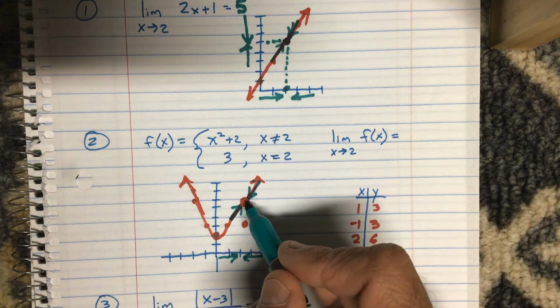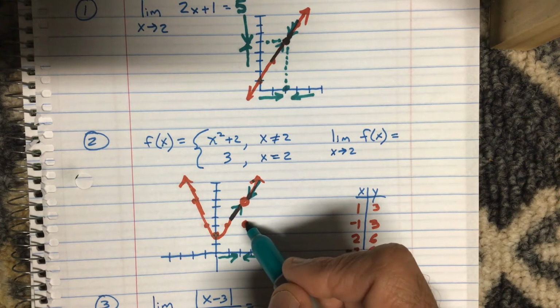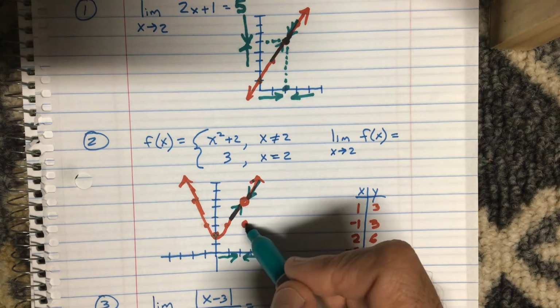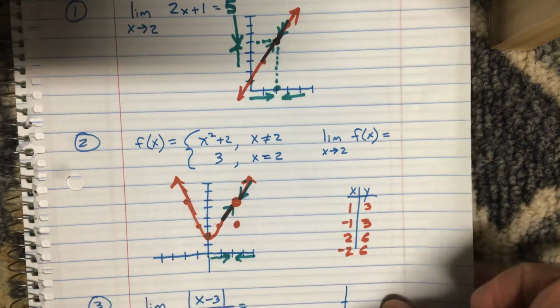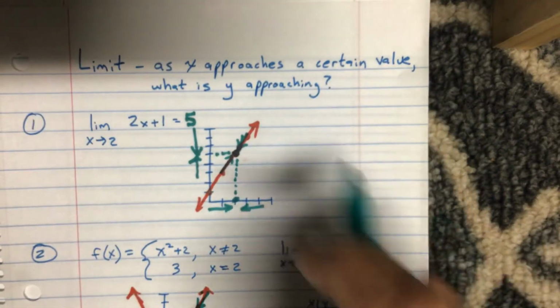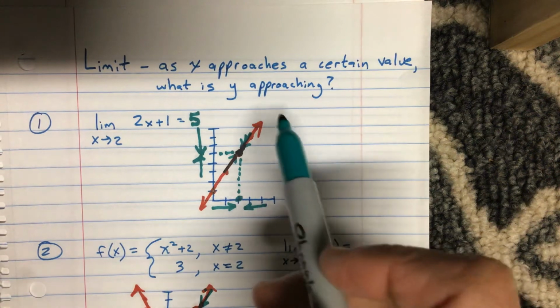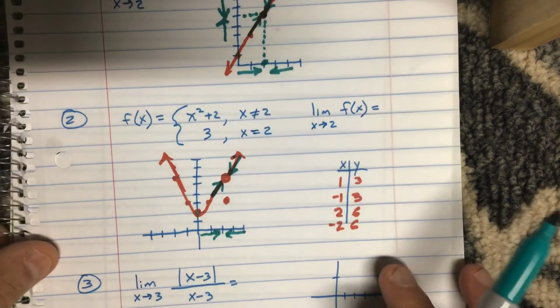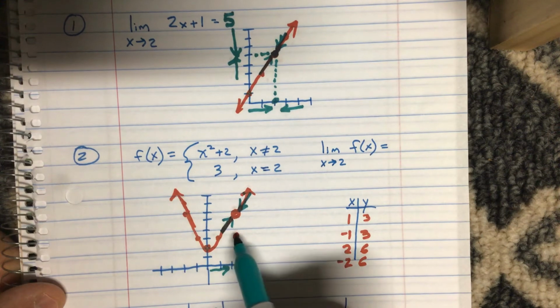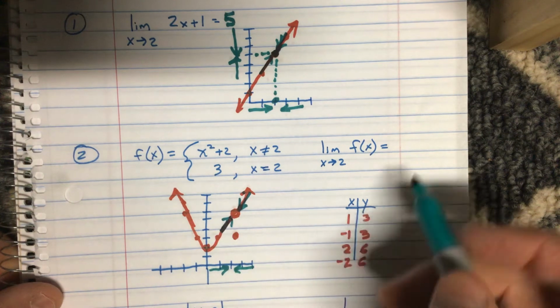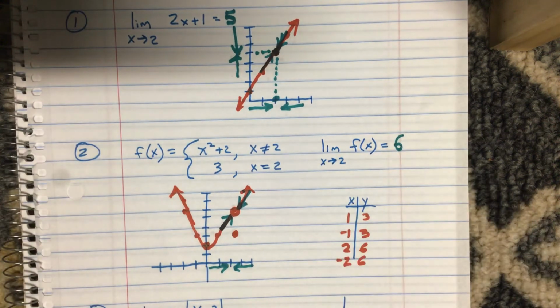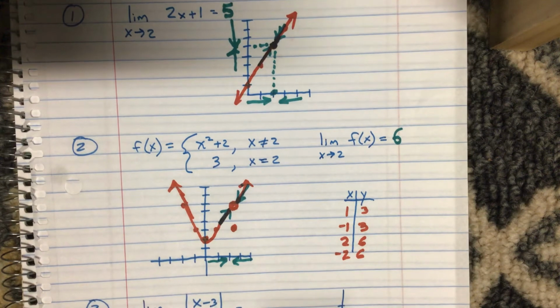It doesn't matter that that point is not defined, or that the associated y value here is 3. It doesn't matter. It's what is it approaching. So if you go back to my definition, as x approaches a certain value, what is y approaching? Not what is y, but what is y approaching. So in this case, when x is 2, y is 3. But what is it approaching? It's getting closer and closer to being 6. So the limit is 6. So the limit is what are you approaching on the y-axis? Again, I hope that was a clear explanation. I have two more examples for you.